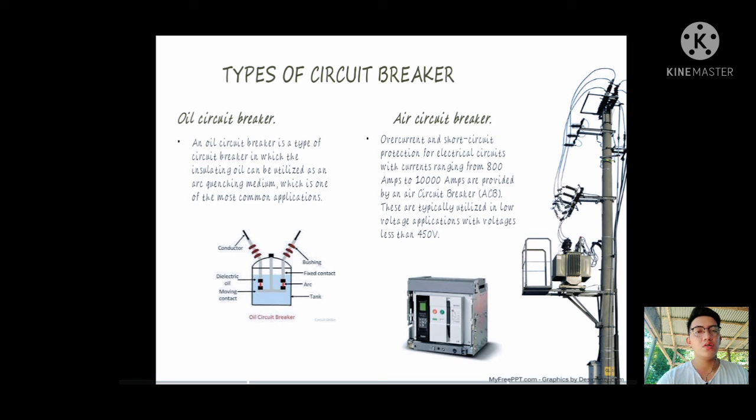insulating oil. Next is the air circuit breaker. An air circuit breaker provides overcurrent and short circuit protection for electrical circuits with currents ranging from 800 amps to 10,000 amps. They are typically utilized in low voltage applications, with voltages less than 450 volts.